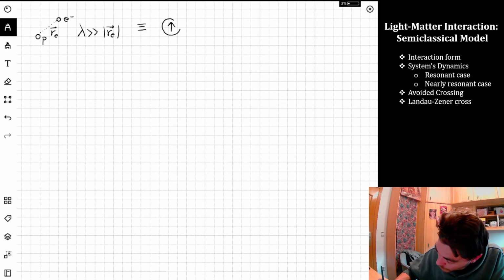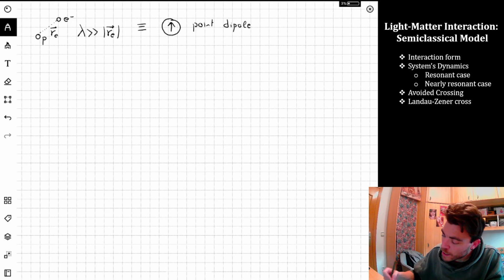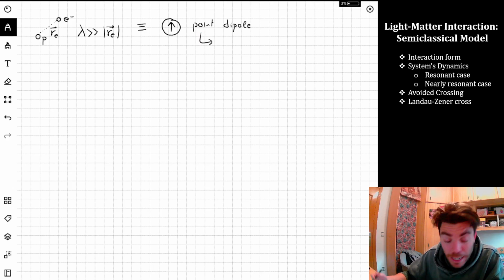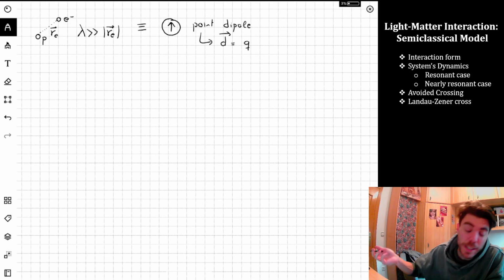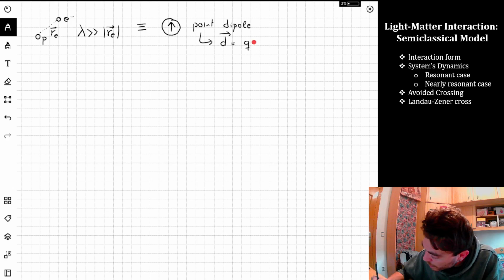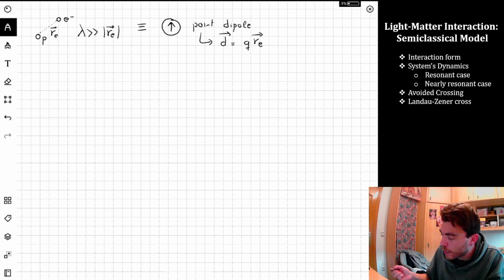So you have a point dipole. So you have a point in space that has the same electric field as the dipole in the far field. These dipoles, by classical electromagnetism, are defined by a dipole moment. And the dipole moment is just the charge we are considering. In this case, it is the charge of the electron, so it would be minus e, times this r(e).